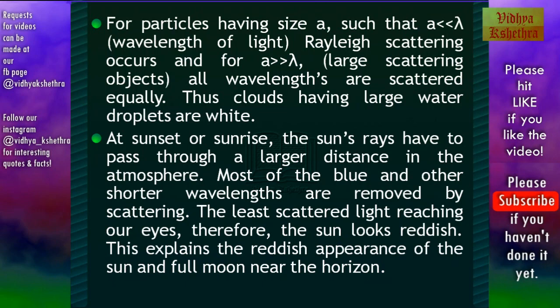Now, another effect due to scattering is that at sunset or sunrise, the sun's rays have to pass through a larger distance in the atmosphere. Most of the blue and other shorter wavelengths are removed by scattering. The least scattered light reaches our eyes, therefore the sun looks reddish. This explains the reddish appearance of the sun and full moon near the horizon.